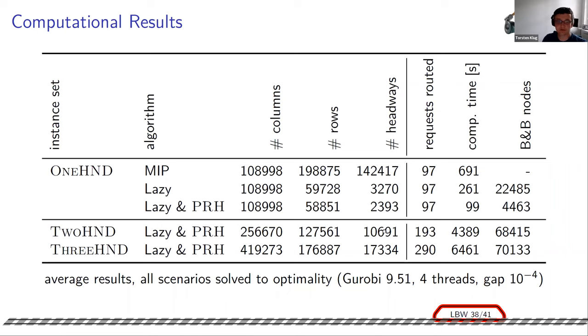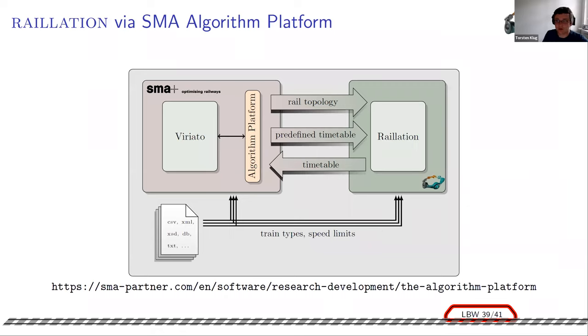Besides the figures, it's always nice to have a proper visualization to evaluate the quality of the results, or recognize incorrect model formulations or buggy implementations. So we have the opportunity to use Viriato from SMR together with this algorithm platform. So far we use only a small feature set of it. We use Viriato to define the topology and the predefined timetable, and we can start the optimization with our tool to do some kind of conflict resolution or optimize this timetable. In a couple of days, we still have to pipe around the platform.